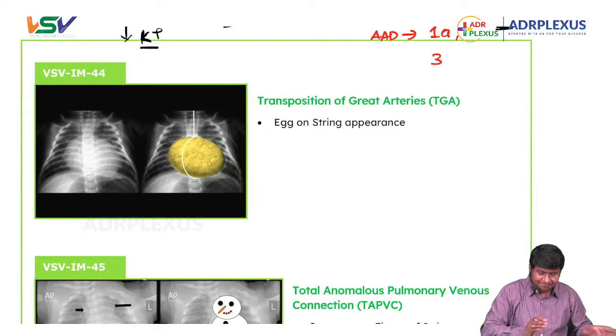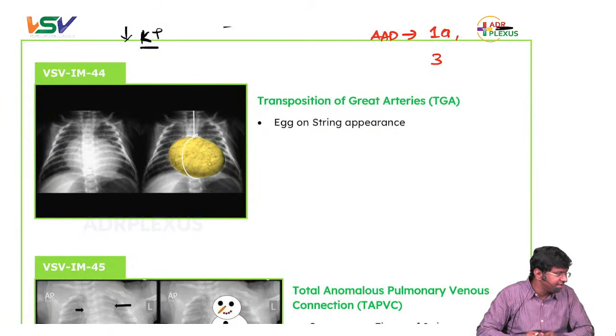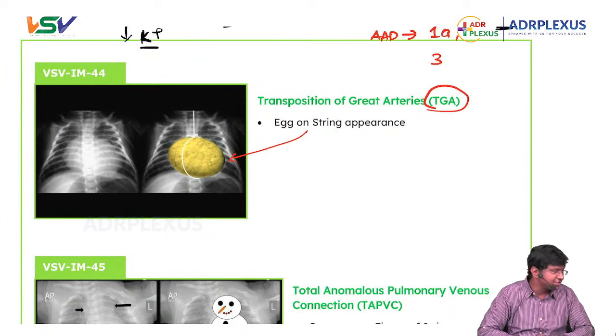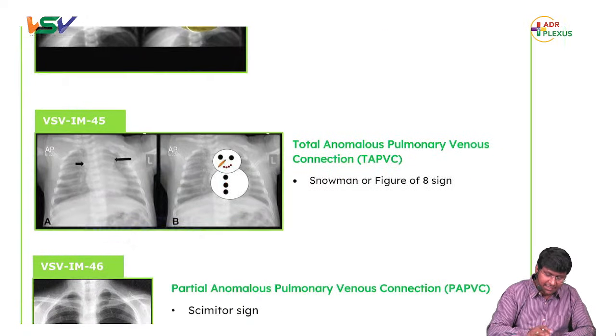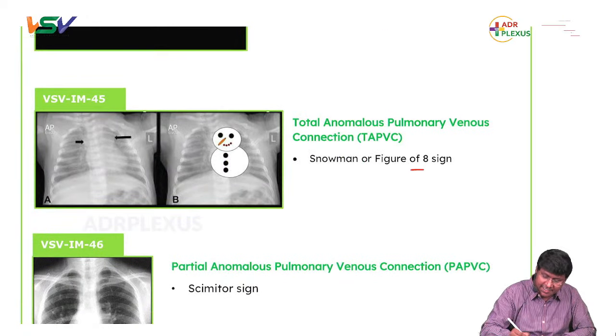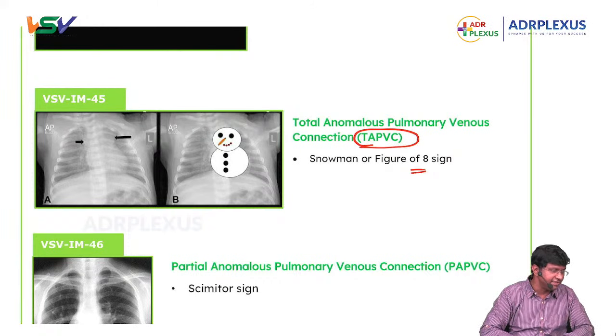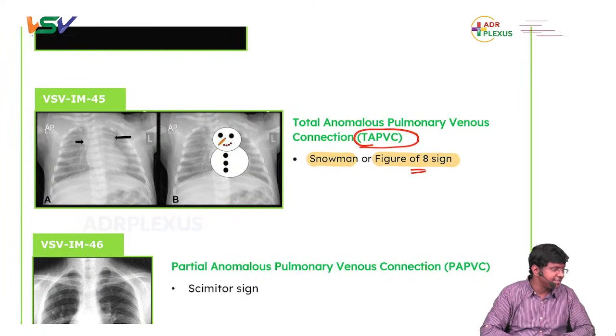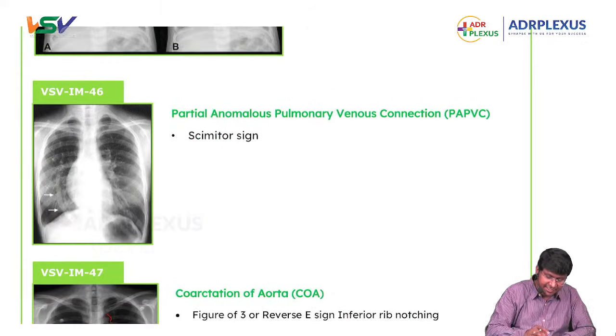Yes, these are all your pediatric x-rays, but let me just quickly recap here. Transposition of the great arteries, what will you have? You have this egg on a string appearance. And this figure of 8 appearance, you see that in patients with total anomalous pulmonary venous connection. So it is figure of 8 appearance or the snowman appearance.